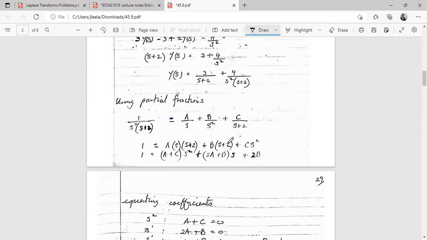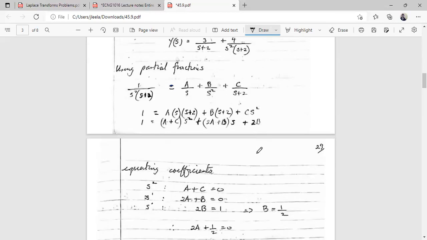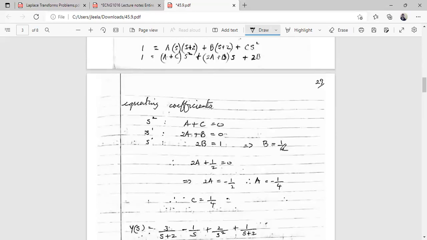And then finally plus C times s squared. So if I equate my coefficients now, I'll have A plus C in front of the s squared, 2A plus B in front of the s, if I collect all the coefficients accordingly, and I'll have 2B. So if I equate now, A plus C is 0, 2A plus B is also 0, and 2B is 1. So B is a half.